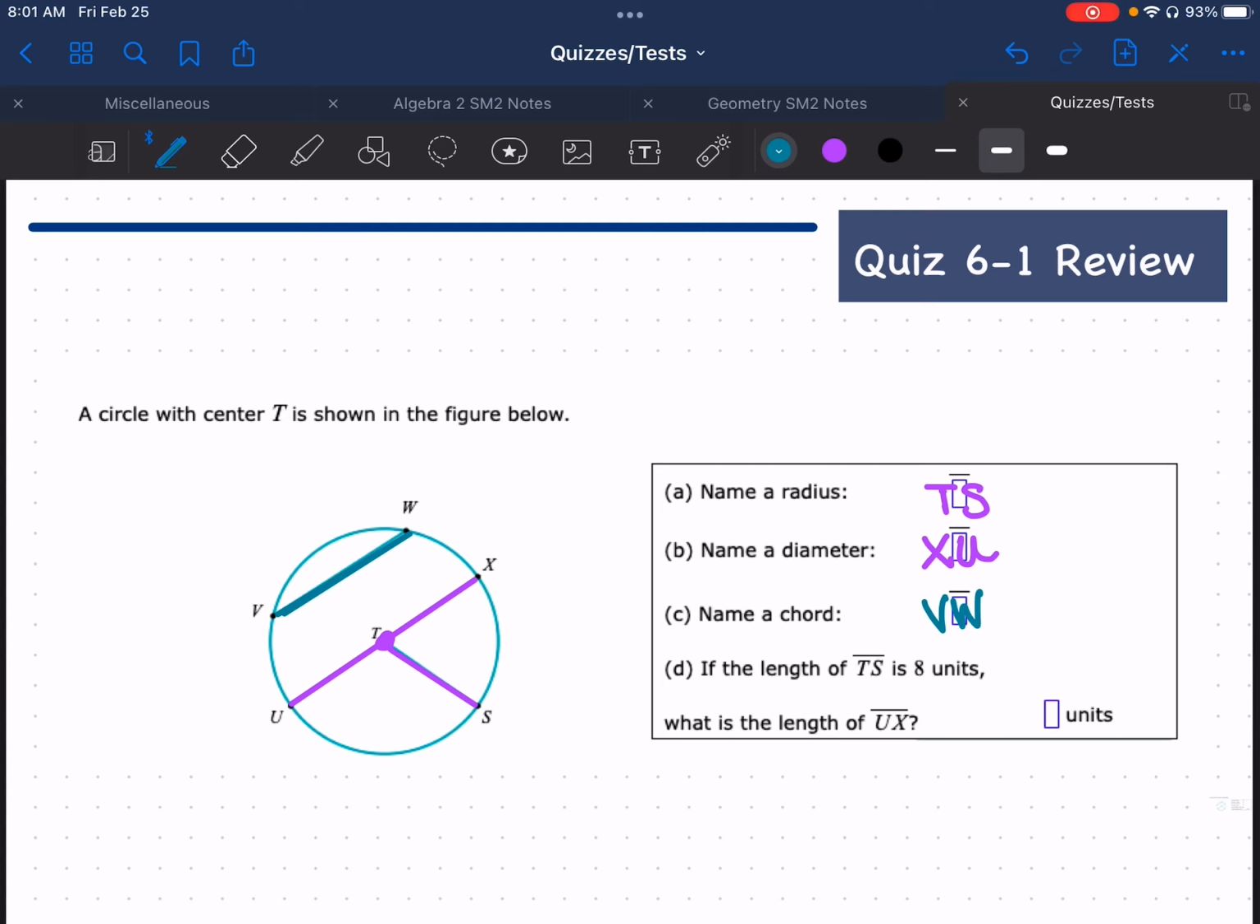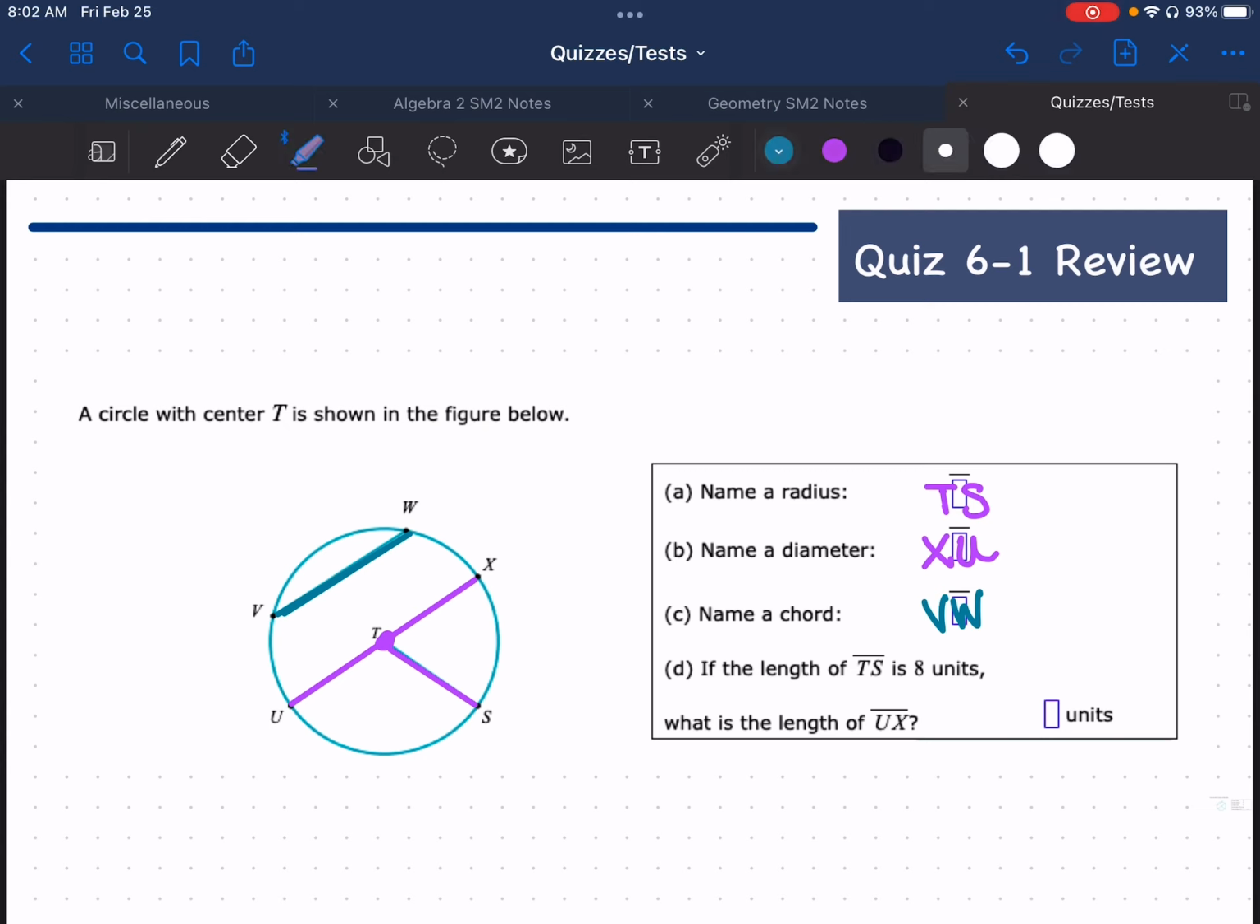Now, the last question for this particular one is going to ask you something about the radius and the diameter. It's going to give you one and ask for the other. Please, please, please make sure that you check which one they're giving you because they're not going to really tell you. They're going to use letters to tell you.